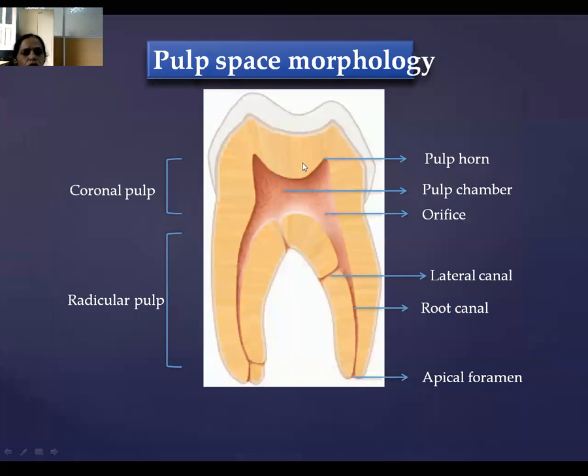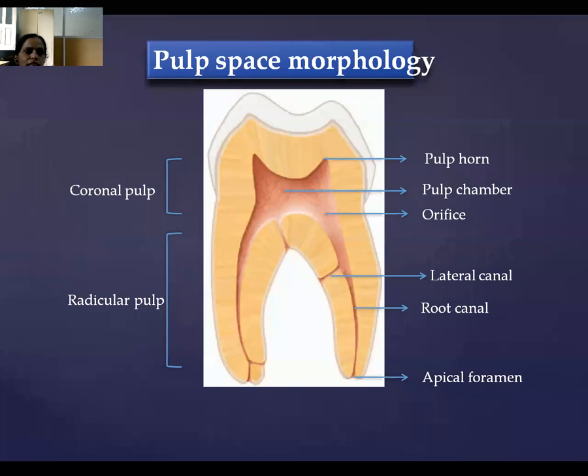See, we have to remove this pulp. So we should know the pulp space morphology. Suppose in case of anterior tooth there is only one canal, but in case of mandibular anterior tooth, there are chances that you may get two canals. In premolars, in the lower premolar, all of you know only one canal is there.